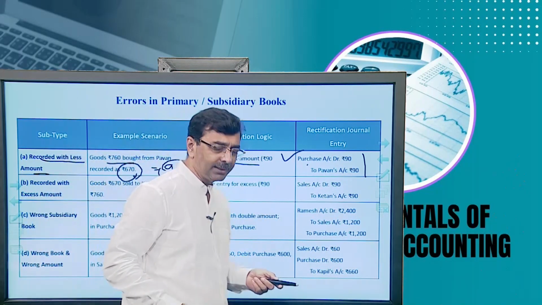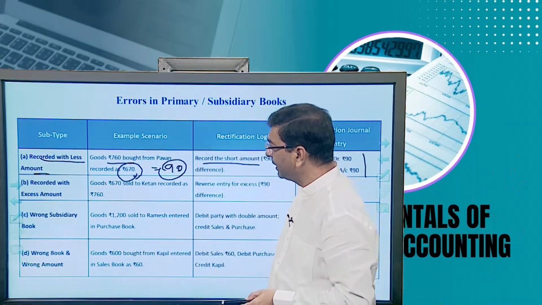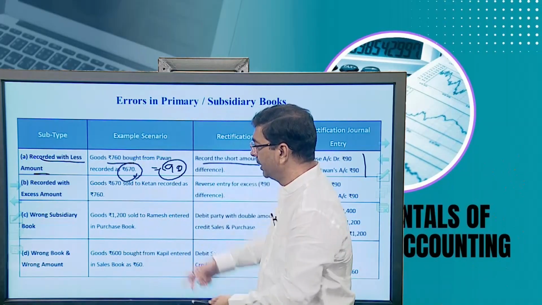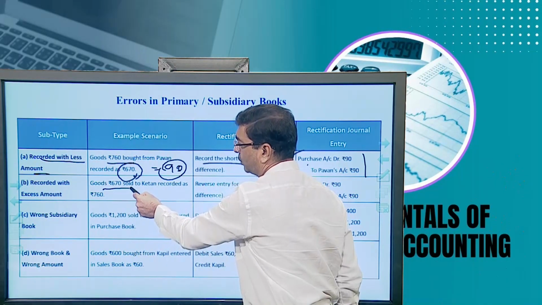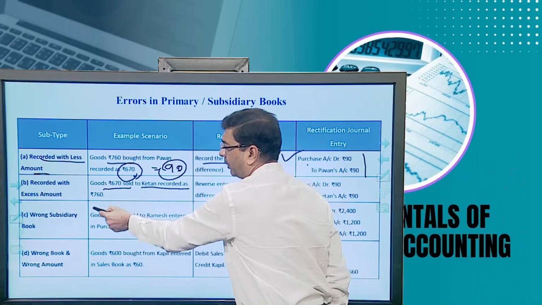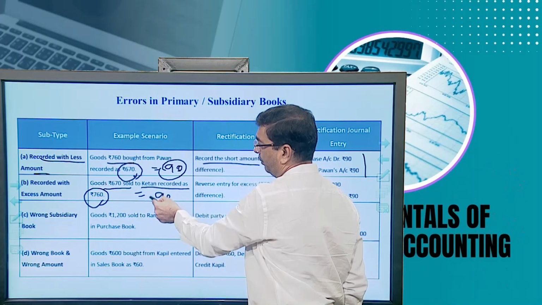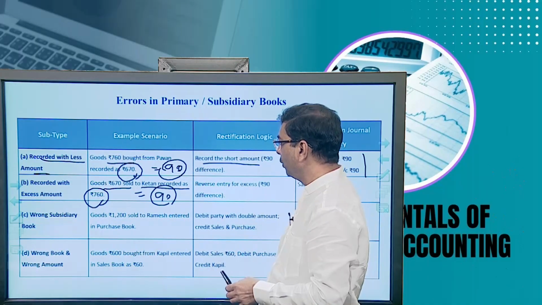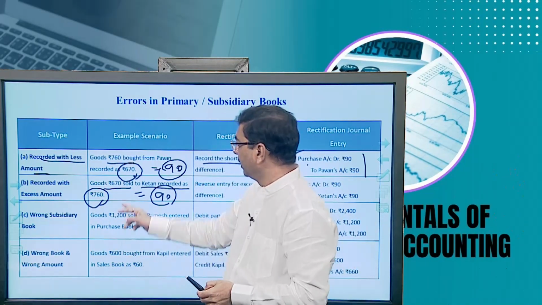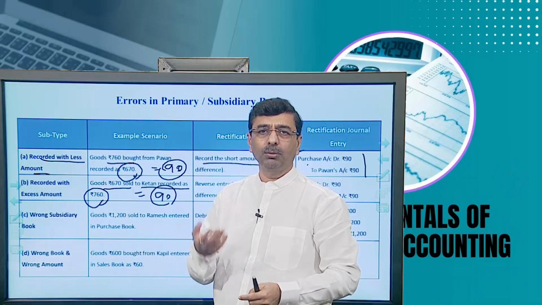The next transaction is recorded with excess amount. So it's the reverse. Goods of 670 sold to Ketan, but recorded as 760. Again the difference is the same, 90 rupees, correct? So 90 rupees was actually recorded in excess, the more amount was recorded.